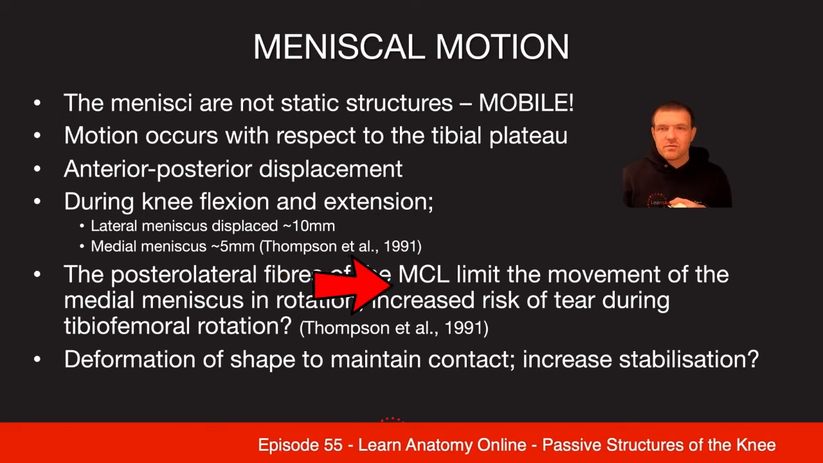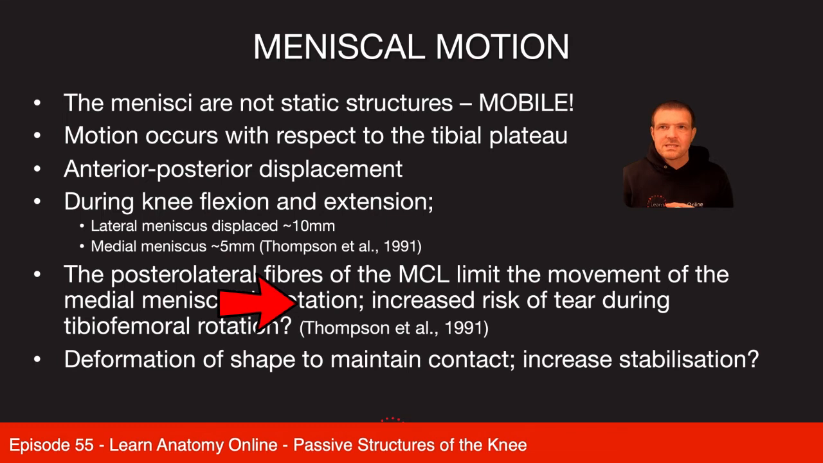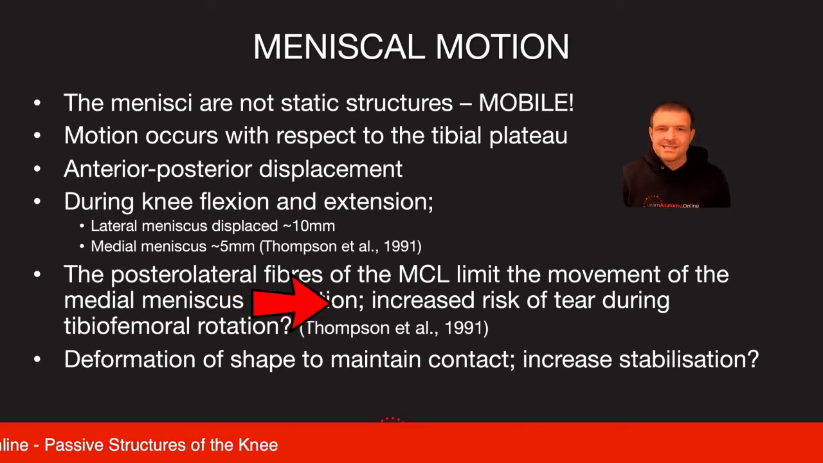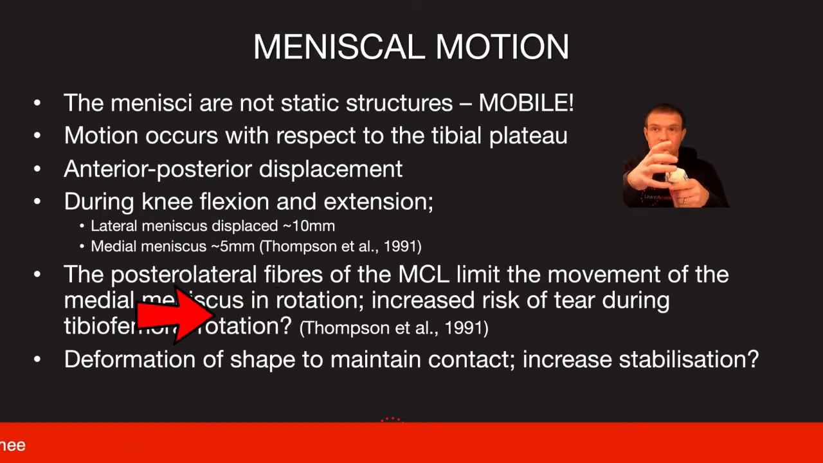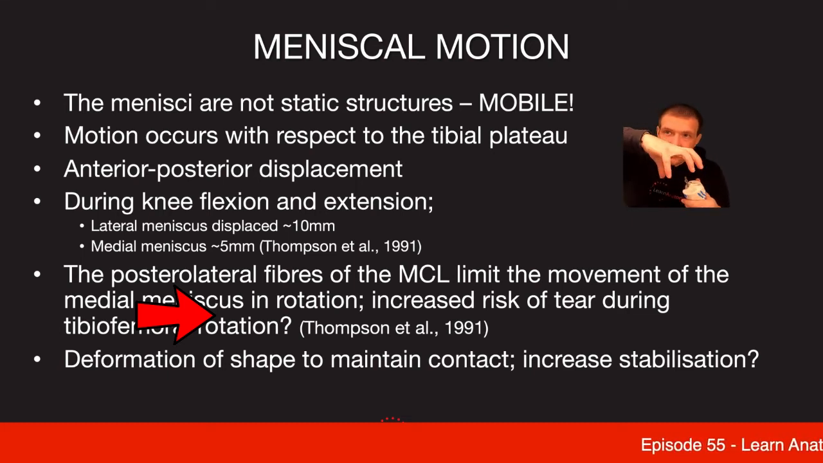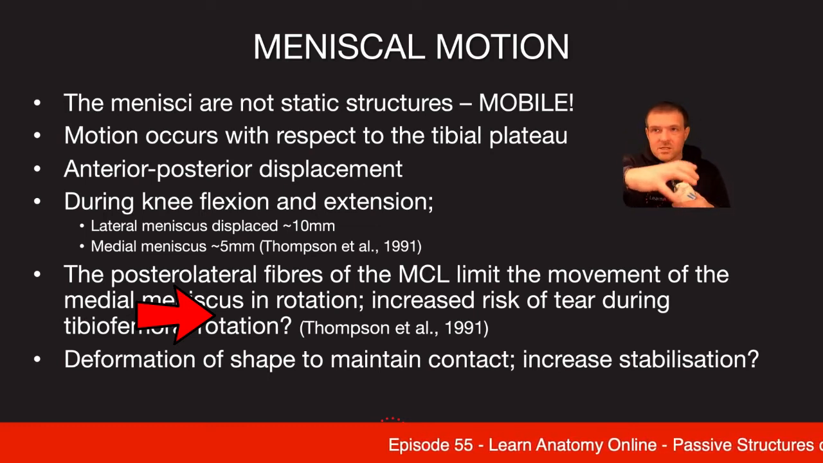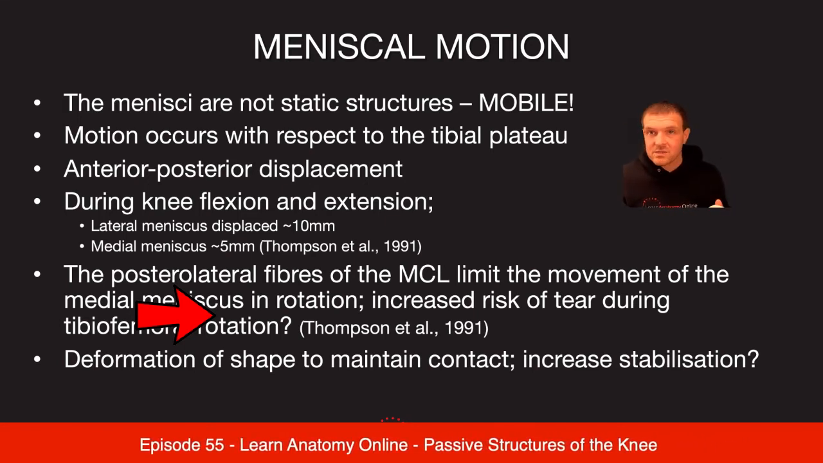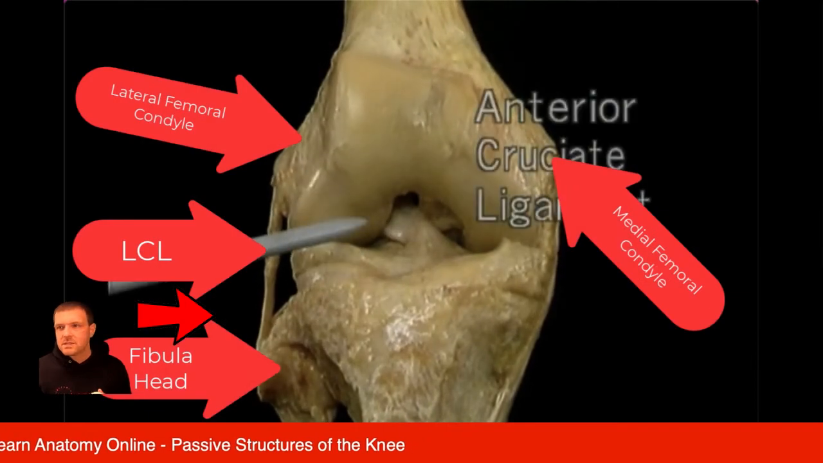The medial meniscus, not so much, about 5, and you'll see why in a second. Yeah, the posterior lateral fibers, so towards the back and the outside, limit the movement of the medial meniscus in rotation, and that is why we think the medial meniscus gets injured more than the lateral, because the medial meniscus doesn't move as much because it's stuck to the joint capsule. Okay, so as your knee twists, the lateral meniscus will move with it, but the medial meniscus can't move because it's stuck to the capsule. And that's one of the reasons why we think that it increases its chances of being injured.